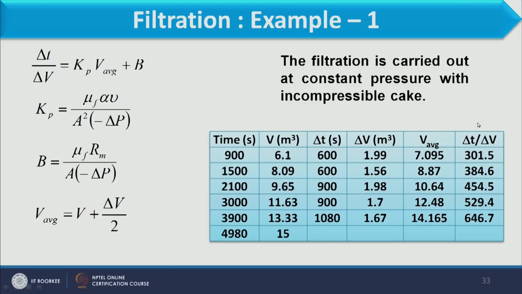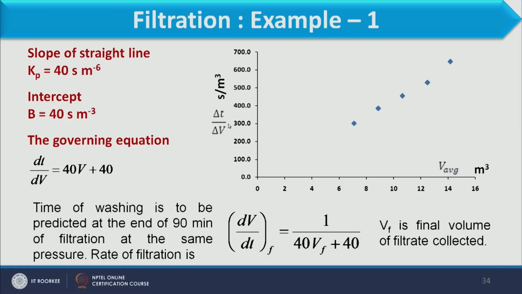Now we can draw the graph between delta T by delta V and V average. Once we draw the graph, a few points are available, and once we join these points we get a straight line, and the slope of this straight line will give the value of Kp, and that comes as 40 second per meter power 6. And when we see the intercept of this line, its value is 40 second per meter cube.